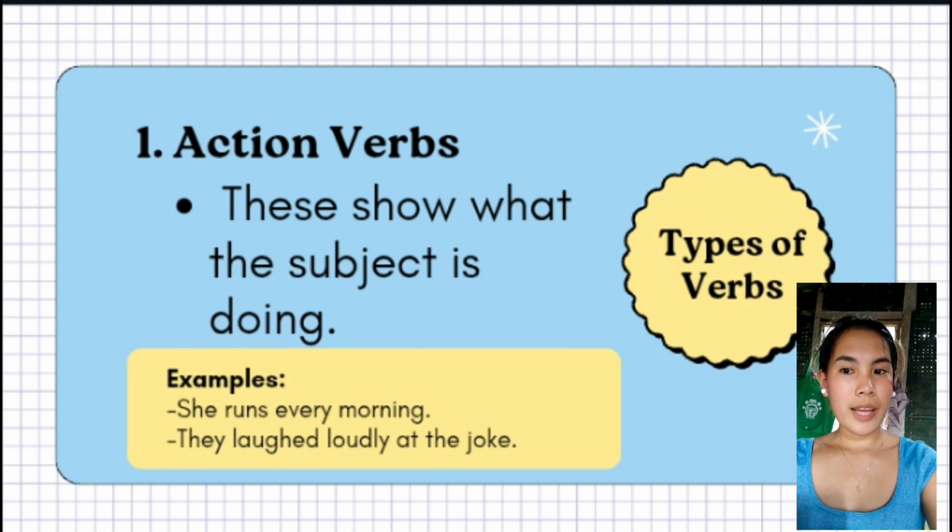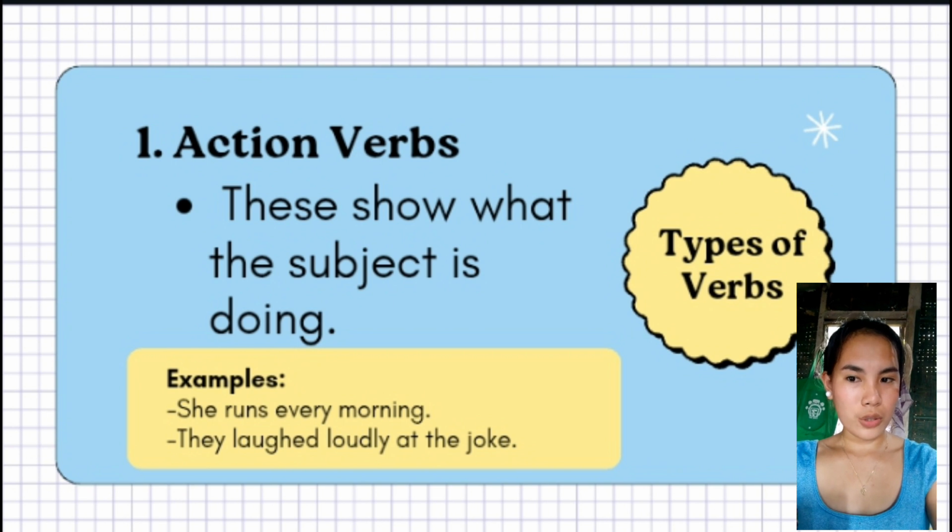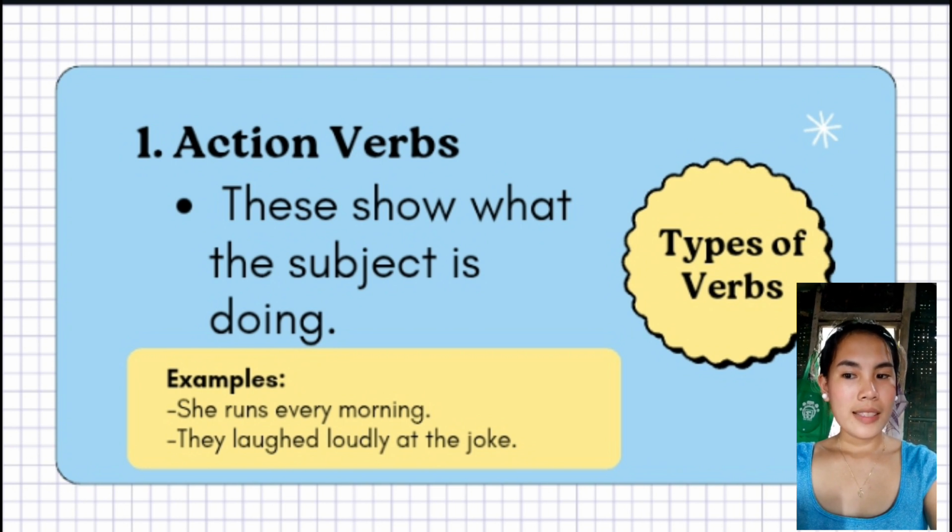First, we have the action verbs. These show what the subject is doing. For example, she runs every morning. Here, runs is the action verb. The next is, they laugh loudly at the joke. The verb here is laugh.